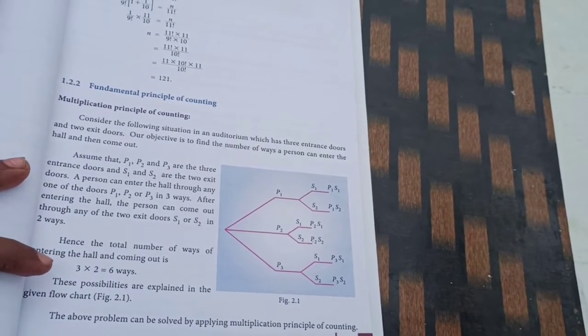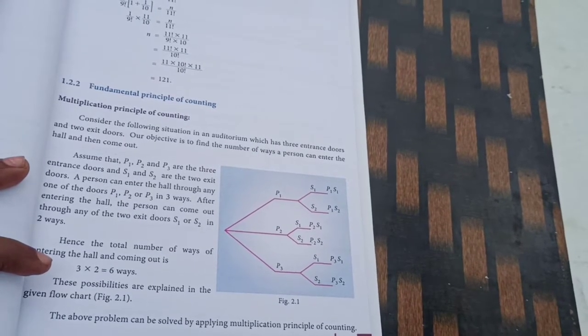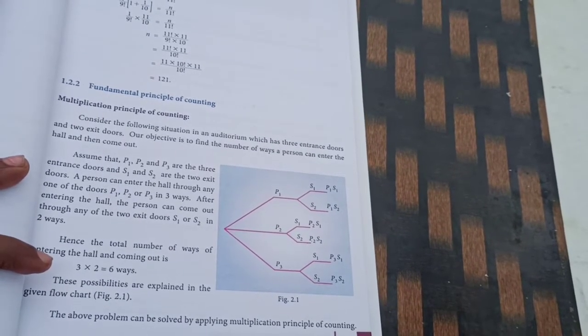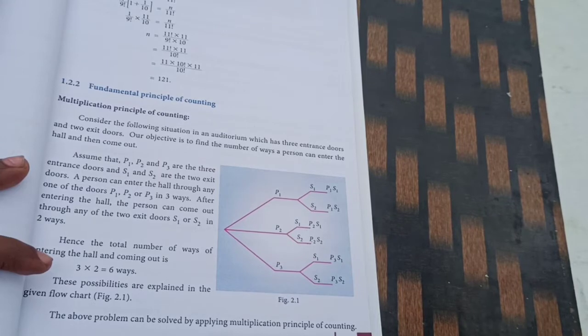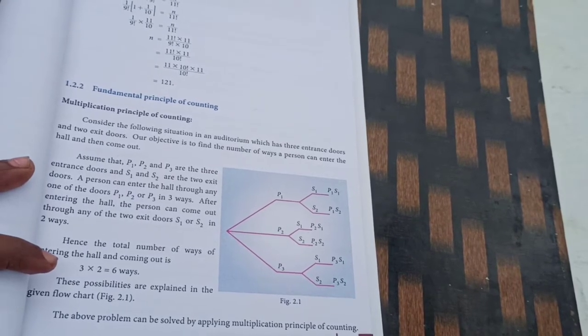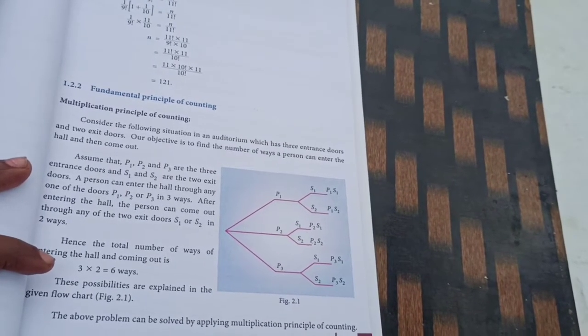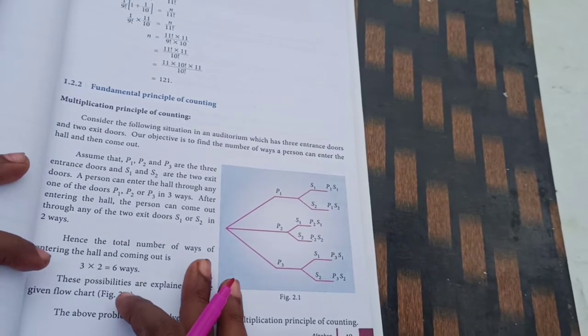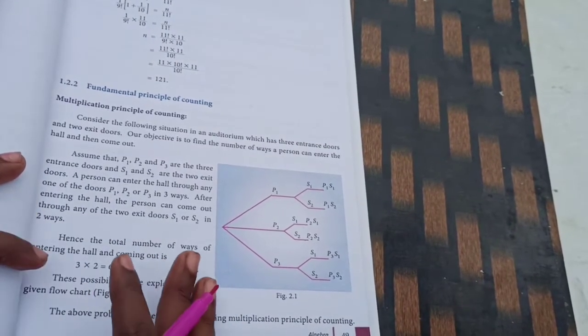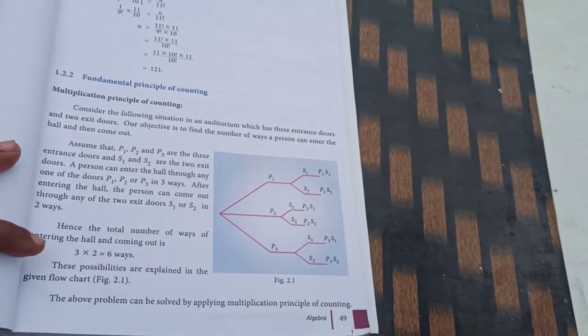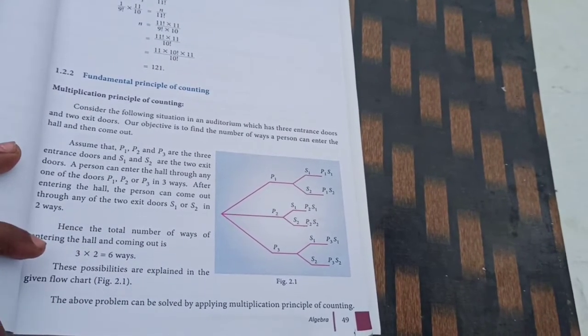So first one is fundamental principle of counting. So what do you mean by fundamental principle of counting? There are 2 sections given: multiplication principle of counting, and another one is addition principle of counting. Both are somewhat different. Understand the concept very carefully. Here one concept is given in your book. I am going to explain the same concept. So here they are considering one situation in the auditorium.